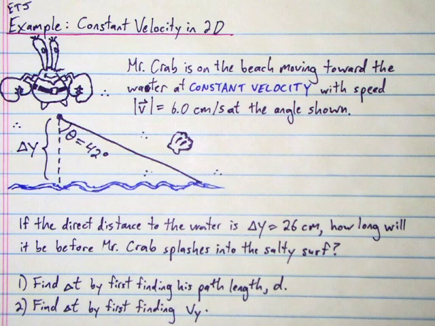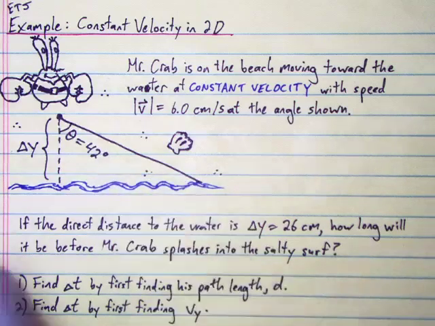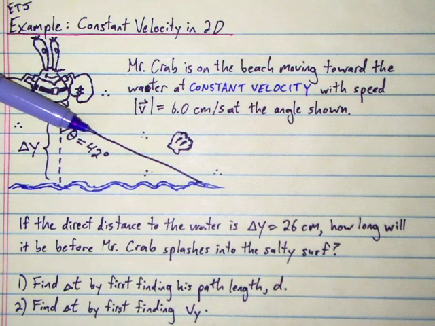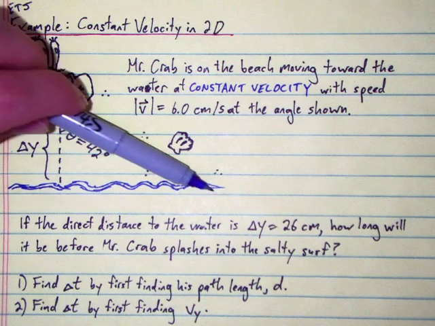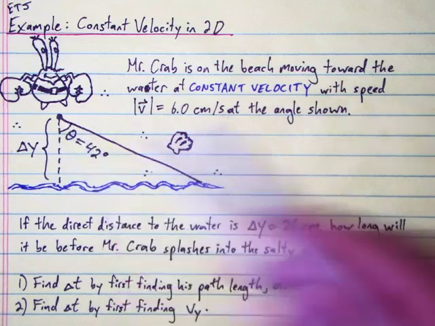This is a simple constant velocity problem in 2D. Mr. Crab here is on the beach moving towards the water at constant velocity. Here is the surf, and he's going to be moving along this path here towards the water with a speed of 6 centimeters per second at this angle.